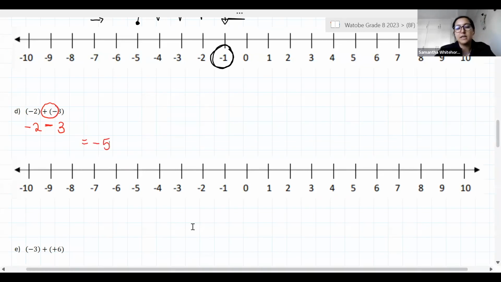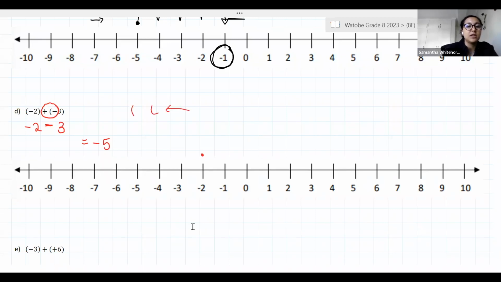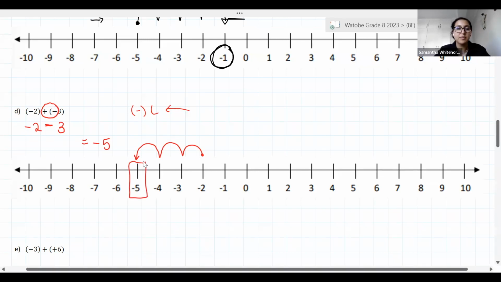So guys, our answer here is -5. If you used your number line, we started at -2. We're subtracting, so that means we need to move to the left of my number line, and I'm subtracting 3 from -2. Where I stop is my answer. Please let's remember to mute ourselves. Okay, very nice, guys. Well done.